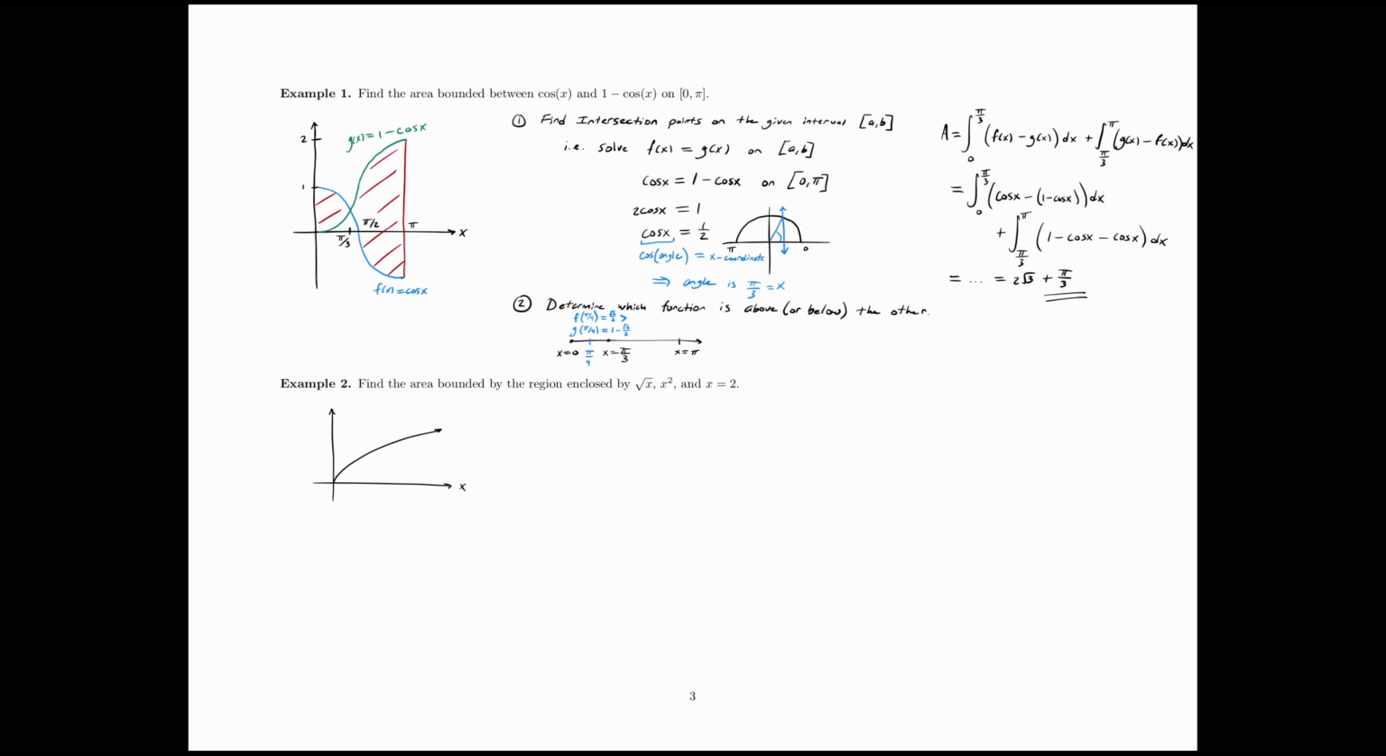So there we go. And we can give them function names if you want to, or we can even just say square root of x, whatever. X squared is a parabola. So since it's a parabola, it does continue on this side as well. So there's both sides of the parabola. And then we have x equals 2.